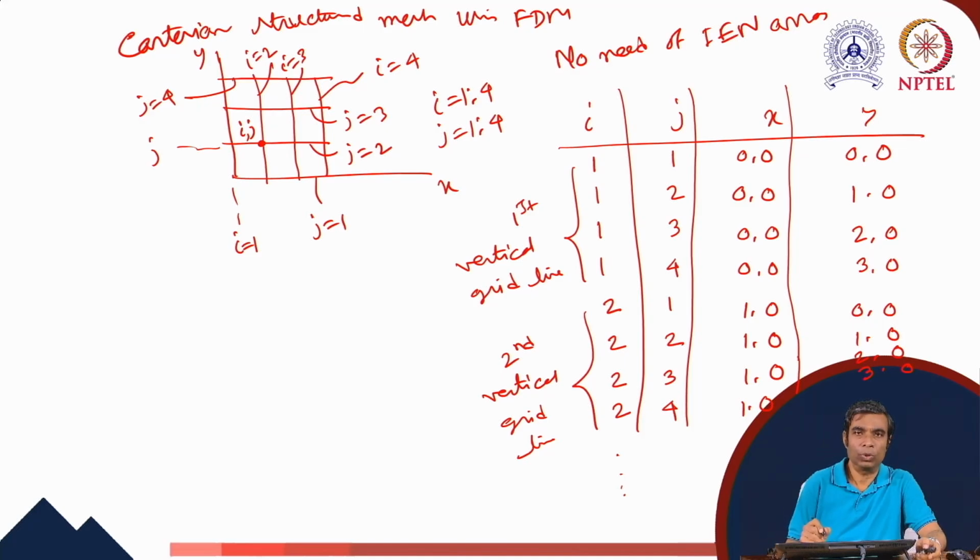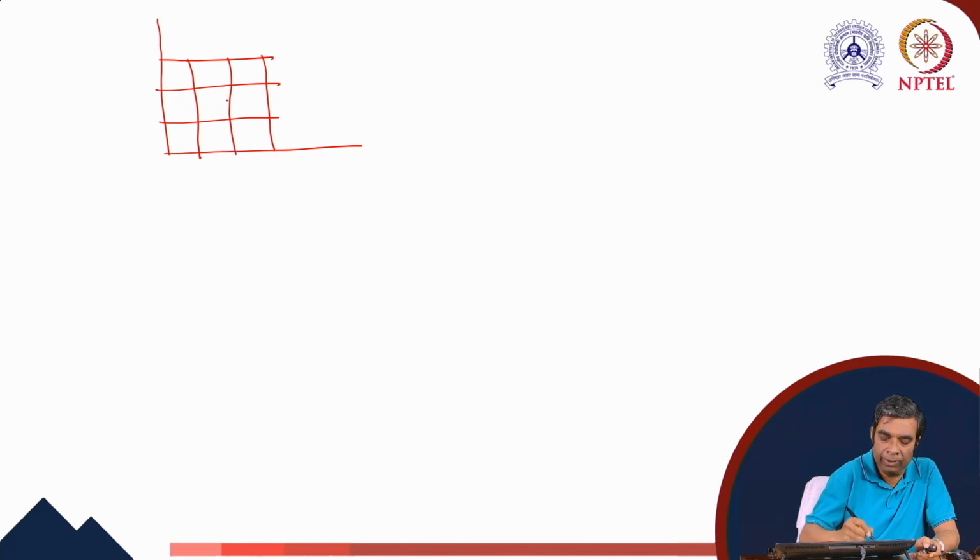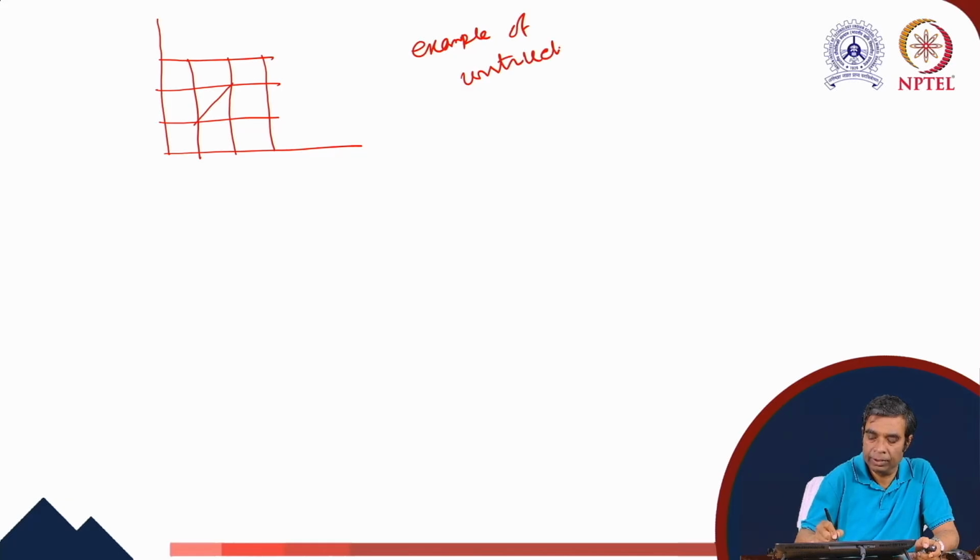Now we show some examples using triangular elements. Now let us consider one example where we have the quadrilateral elements and the triangular elements. So let us consider this particular domain where we are using triangular element. So this is an example of unstructured mesh.